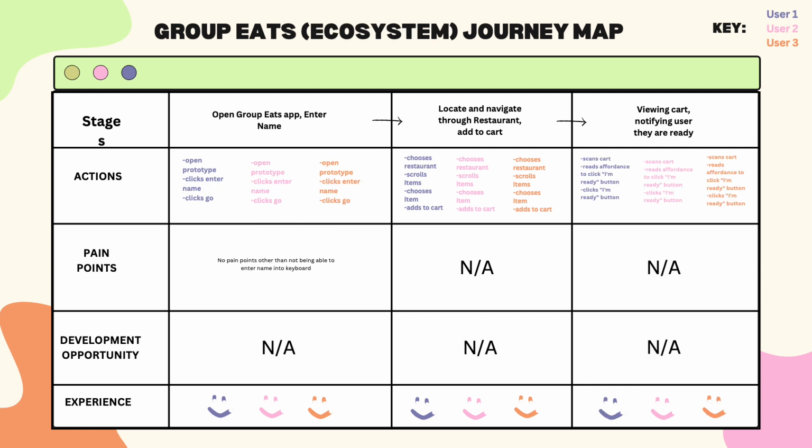My ecosystem testing was quite seamless, and there were not really any pain points at all, as they were opening the app, entering their name, locating and navigating through the restaurant, adding to cart, and then viewing the cart and notifying the user when they were ready. My users did this quite seamlessly, and no issues arose.